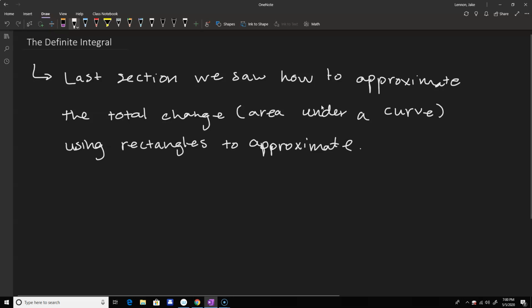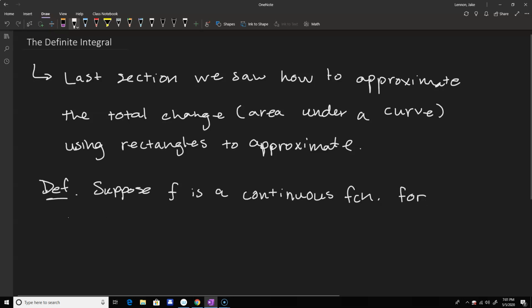So we have some notation to start off with. The definite integral uses a bit of notation, and it comes from really writing down the sum of all those rectangles in a precise way and then applying a limit. So let's suppose f is a continuous function on some interval a less than or equal to t less than or equal to b.